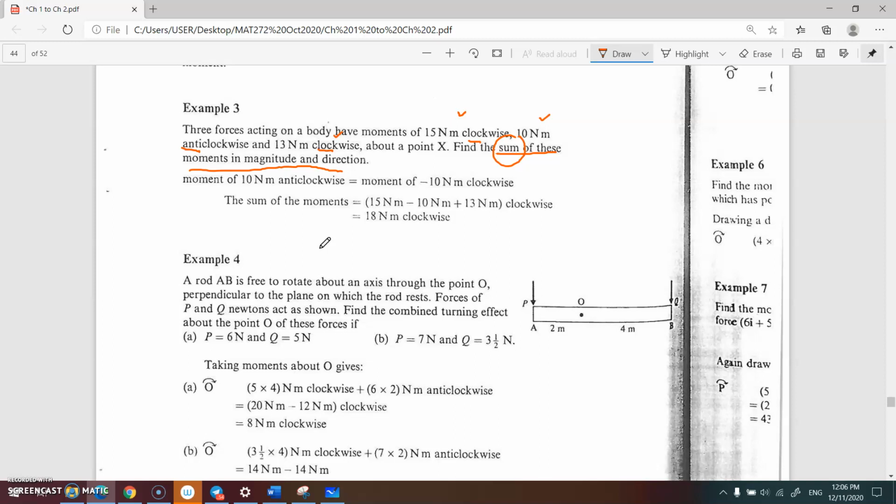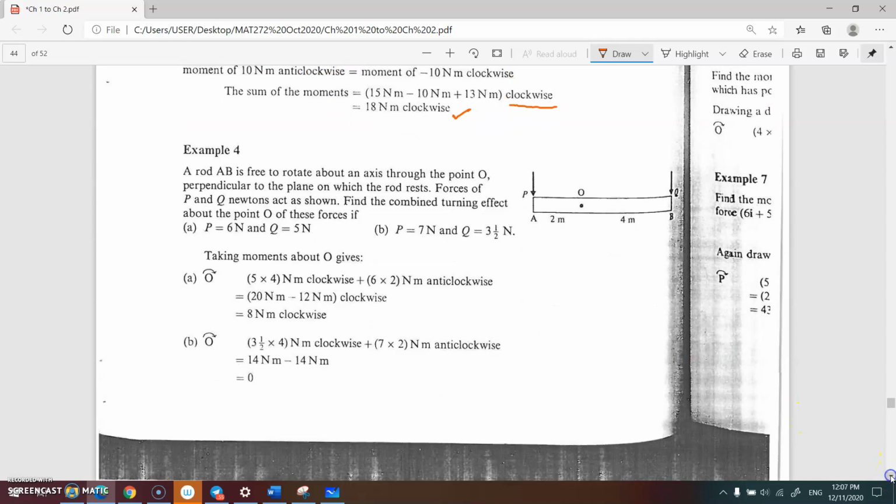For example, in this example, the solution here uses clockwise. So it is easy. If it is clockwise, you put a positive. If it is anti-clockwise, then put a negative. So you get positive 15 minus 10, and then this is also clockwise, so plus 13 clockwise. So your answer would be clockwise. You just add all three together, so you get 18 Newton meter.